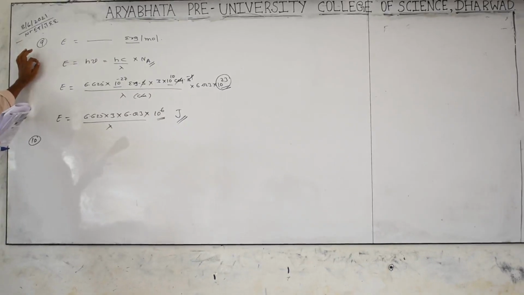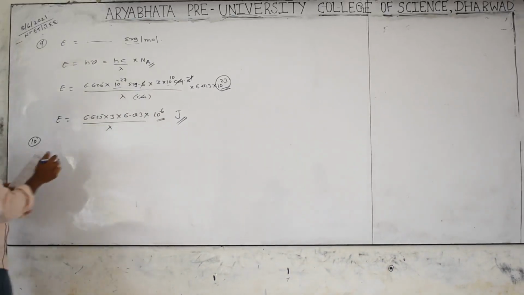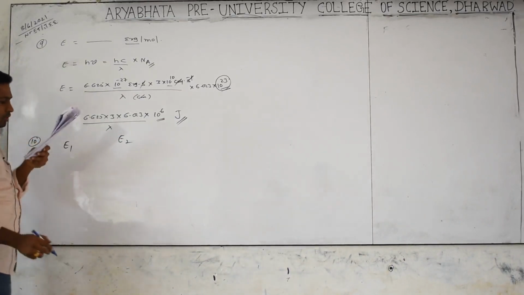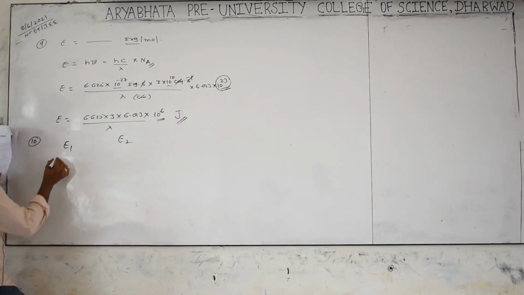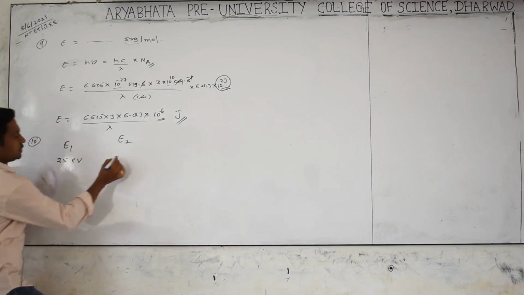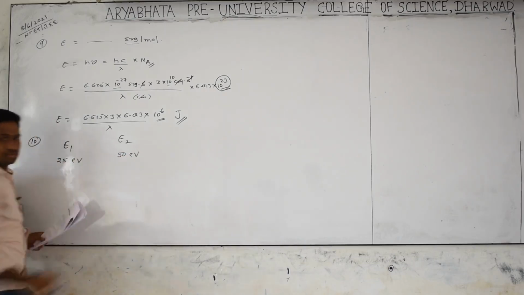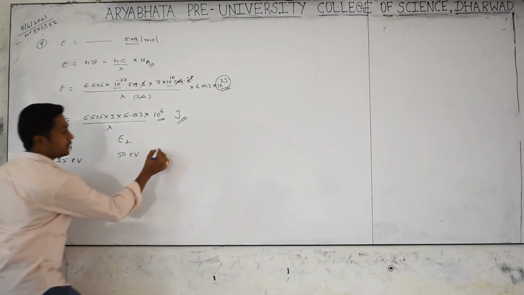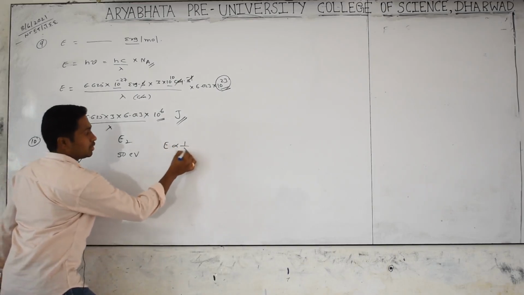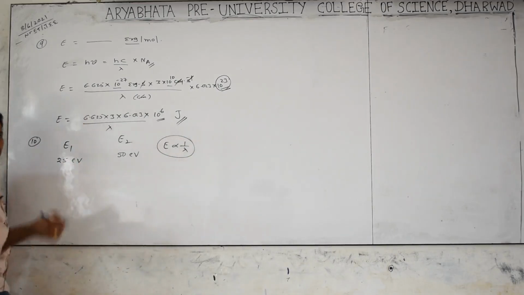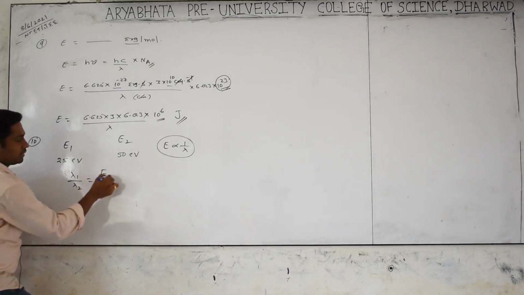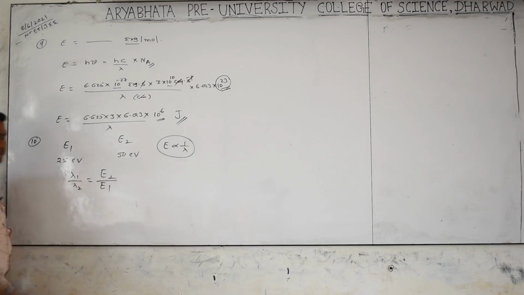Energies E1 and E2 of the two radiations: the energy of the first radiation and the energy of the second radiation. The first radiation is given as 25 electron volts, and this one is 50 electron volts. Next, what is asked? The relation between their wavelengths lambda 1 and lambda 2. You know very well that energy is inversely proportional to wavelength. That's why lambda 1 by lambda 2 is equal to E2 by E1, inversely proportional.